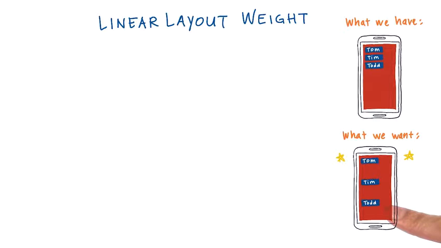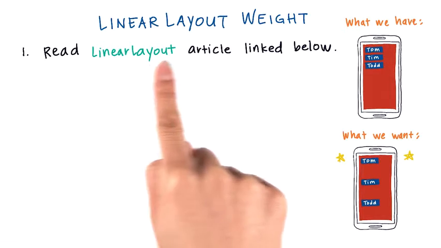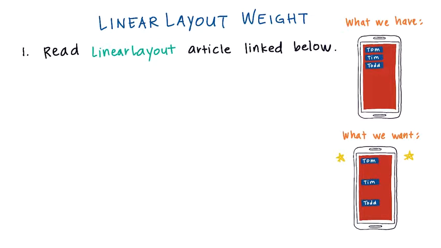The 3 text views are spread out evenly across the height of the device. To solve this problem, I want you to read the linear layout article that we linked below. It's perfectly normal for you to not understand everything that's in the article. Oftentimes, you just want to have some vague understanding of how the concepts in the article may be able to help you in your work.